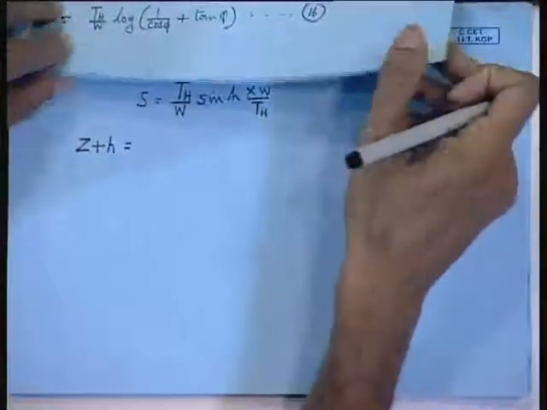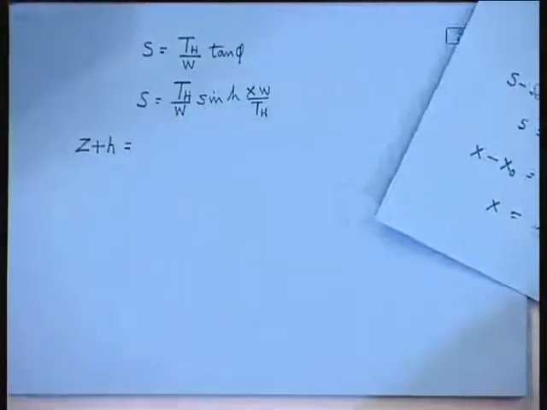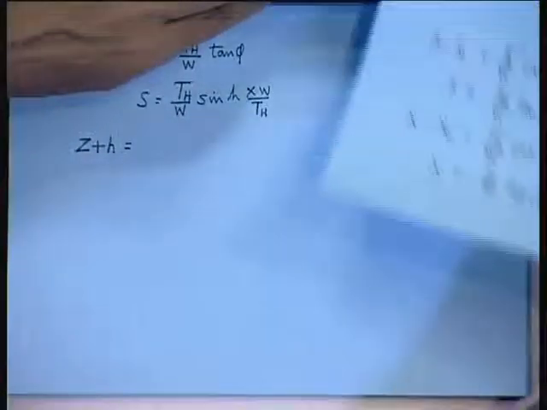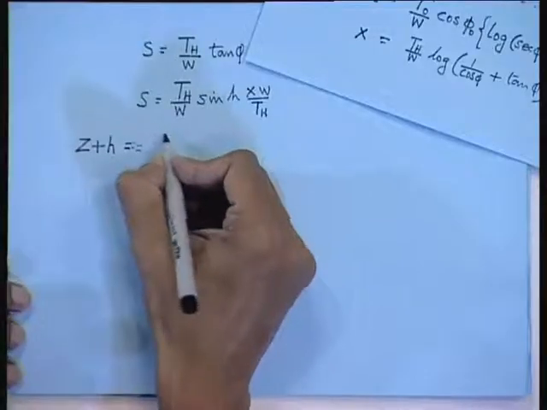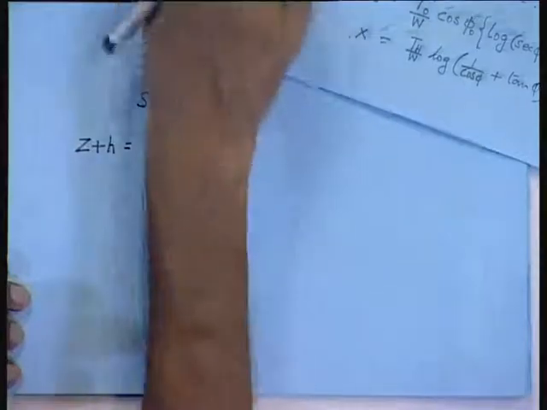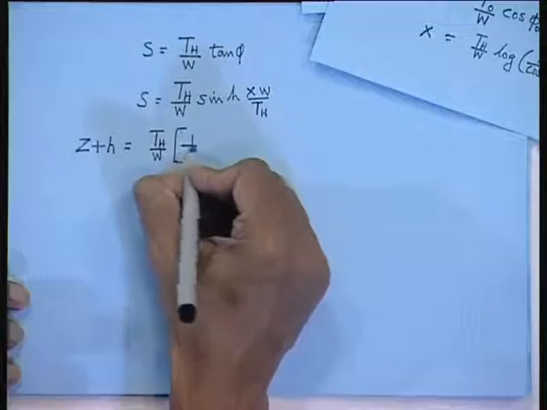So remember we started out with, what was the expression? So x minus x 0, and the other expression that we have got was the Z plus H. So that is again TH over W. So 1 by cos phi you replace. So we are getting this as TH over W (1 by cos phi minus 1).